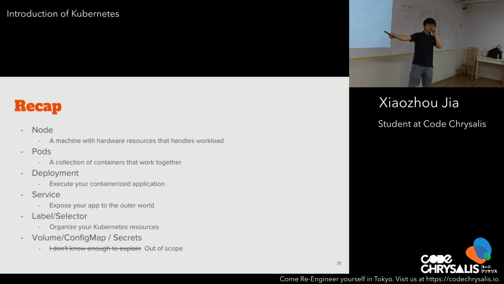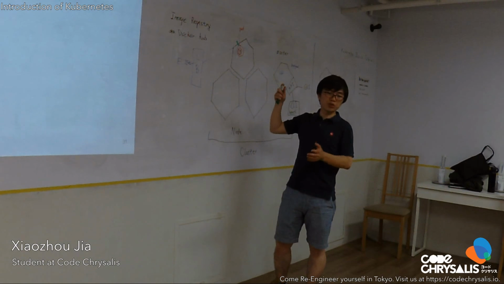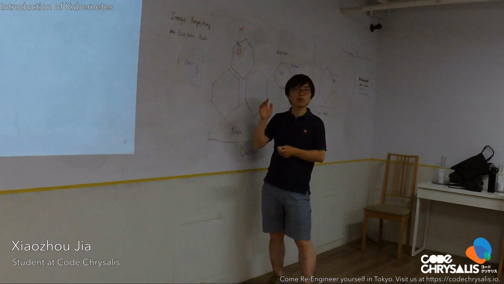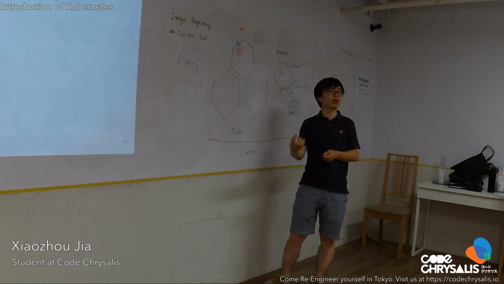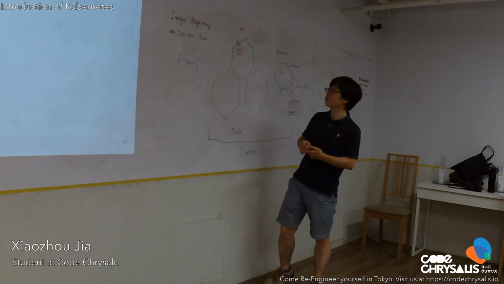And there are other concepts, volume, config maps, secrets. I don't know enough to explain this, but I will try. Volume is, remember, the life cycle of container is really short. But what if we want to store some data? We want to keep those data persistent. That's where volume comes in.